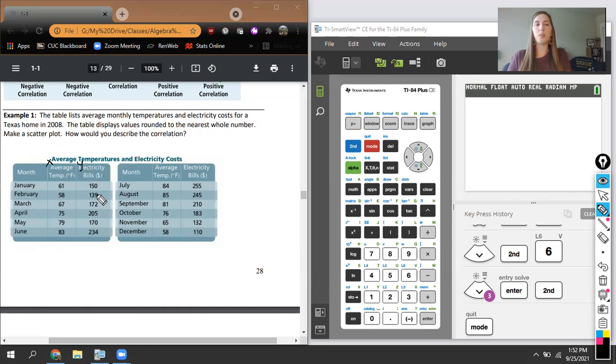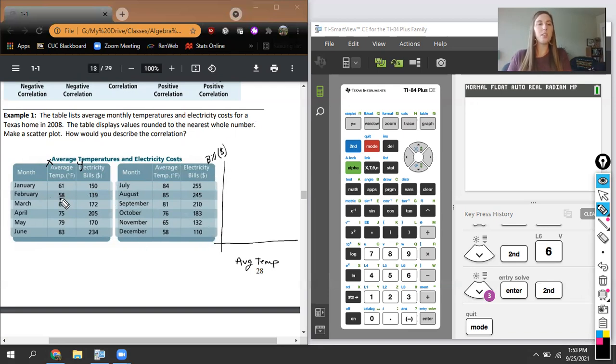These are the same tables. It's just split up into two to save space. So that's still X, this is still Y. And so when we make our scatter plot, we're going to put the average temperature down on the X axis. And then on our Y axis, we want to put the bill, and it's in dollars. If you can write it sideways, you can do that. But with my tablet, it's hard to write sideways. So I'm just going to write it up here. And our bill is going to be on our Y axis.